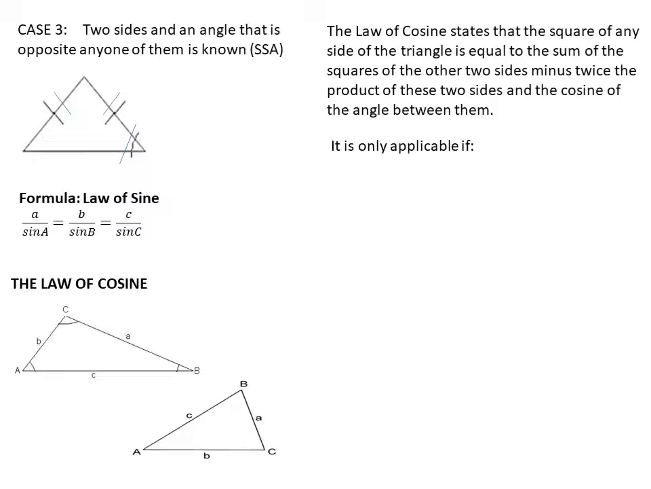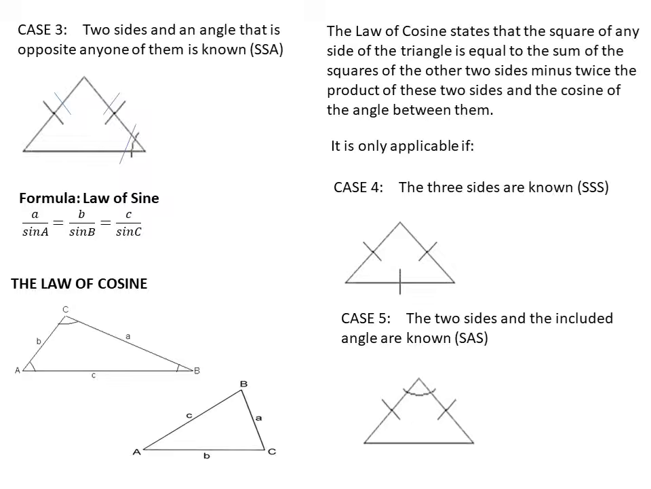And it is only applicable if, for example, under case 4, which is actually another situation, the three sides are known, meaning SSS, side, side, side. And then for one more situation, we also have case 5. The two sides and the included angle are known, meaning SAS, side, angle, side.